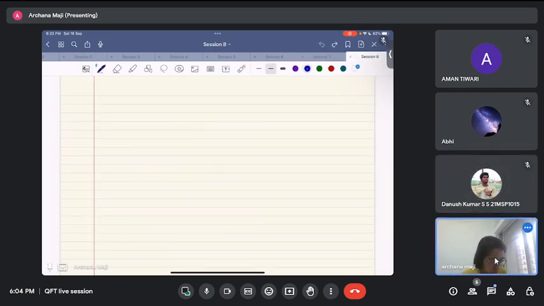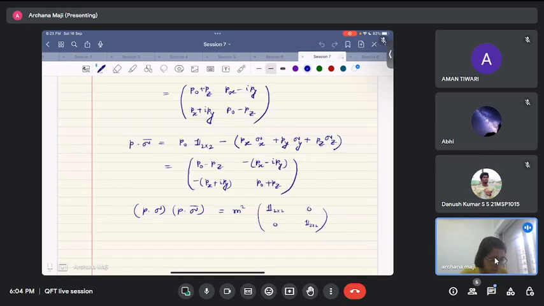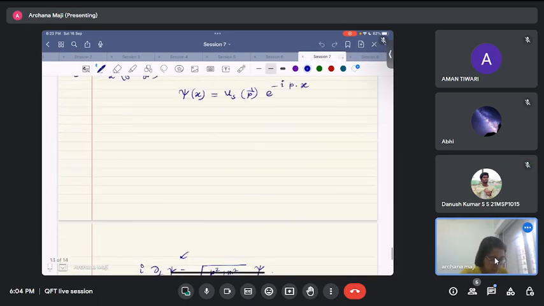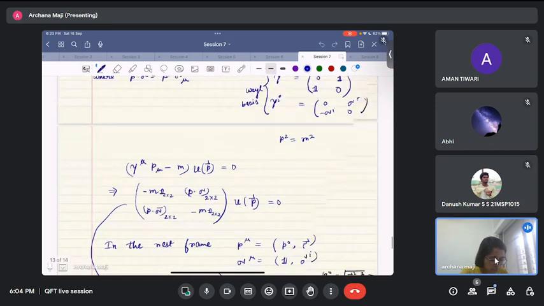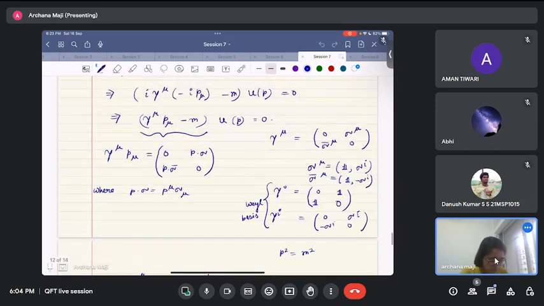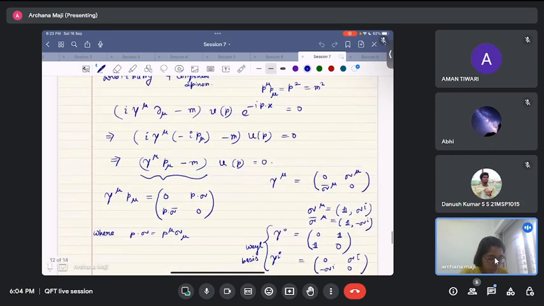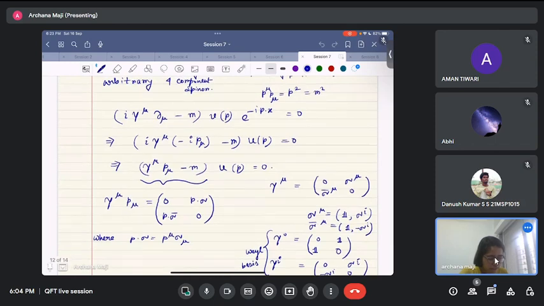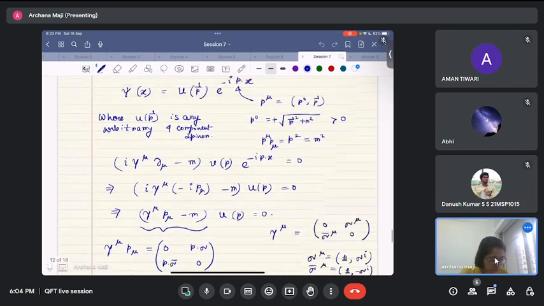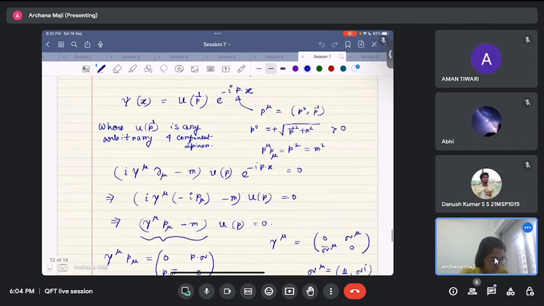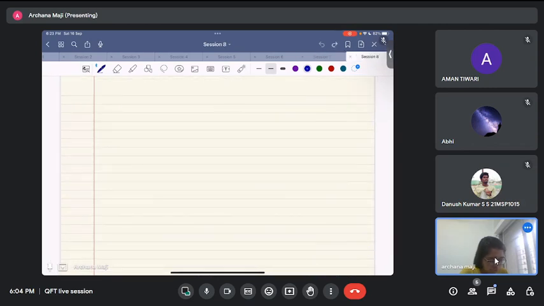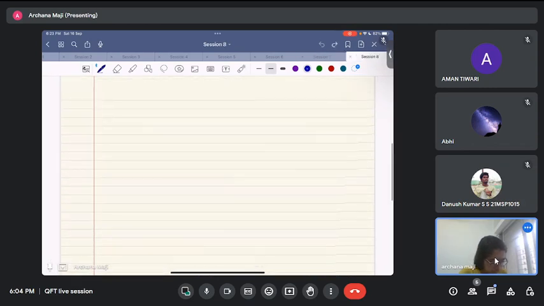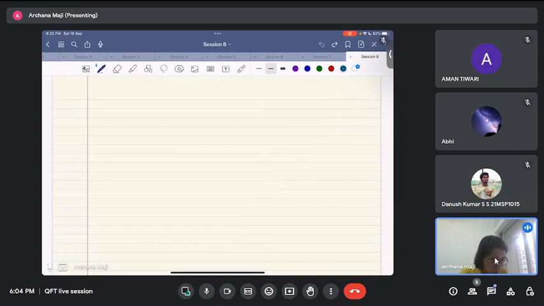So what we will be doing today is, this solution we obtained for a particle which is at rest. Now we will get the solution for any arbitrary momentum for the particle. So we can do it in two ways. Let me tell you both the ways.